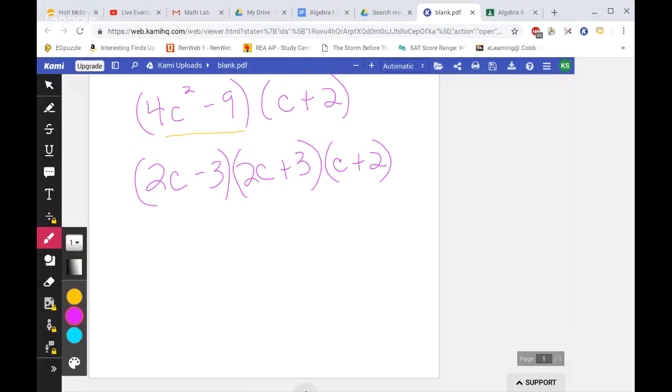Okay, for number 25, the instructions say quadratic form, and then it says factor the polynomial completely. So what it's trying to do is tip you off about the fact that even though the highest degree of the polynomial is a 4, it's still in quadratic form all the way across.